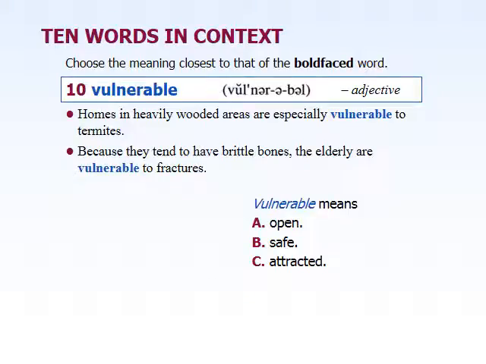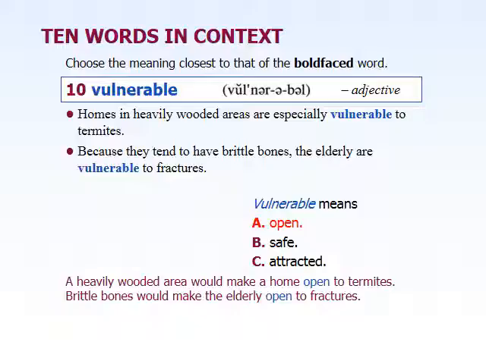And our last word here is vulnerable, and this ends in able, making it an adjective. Homes in heavily wooded areas are especially vulnerable to termites. Because they tend to have brittle bones, the elderly are vulnerable to fractures. Now here the word it uses is open, but be really, really careful about just memorizing the word open, because vulnerable means open to harm, and it's normally open to harm by something specific.